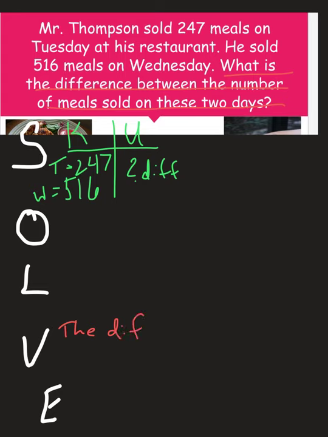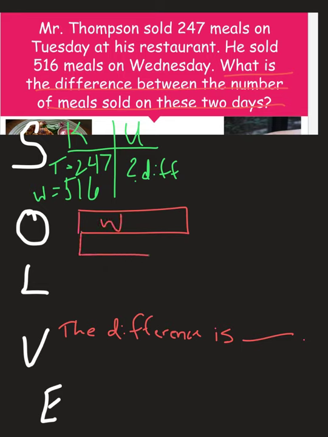The difference is, and then unknown. So with this problem, we don't have a part-whole model. We're not joining anything. Yes, we're going to subtract, but we're not separating anything. We're actually comparing. We're comparing Wednesday's meals to Tuesday's meals, and we're looking for that difference.